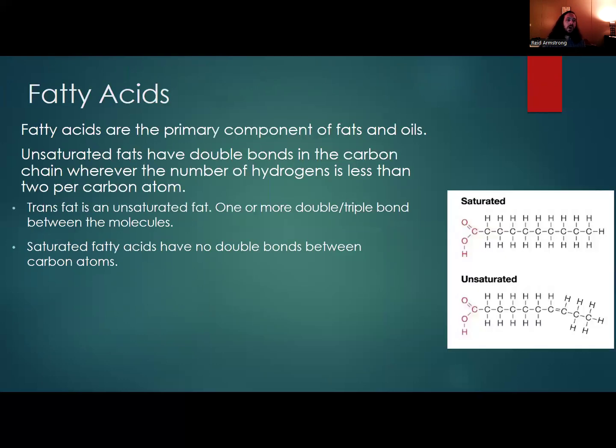So continuing, fatty acids are the primary component of fats and oils. Unsaturated fats have double bonds in the carbon chain whenever the number of hydrogens is less than 2 per carbon atom. Trans fat is an unsaturated fat, with one or more double or triple bonds between the molecules, and saturated fatty acids have no double bonds between carbon atoms.